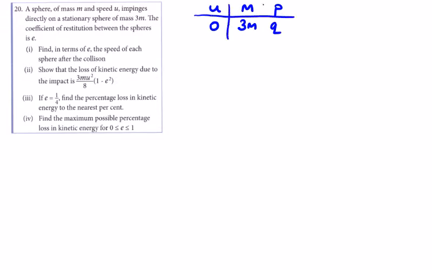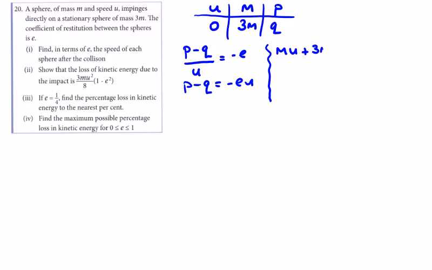Got my little table. v1 minus v2, p minus q, over u1 minus u2, which is just u minus 0, is equal to minus e. So p minus q is equal to minus eu. Conservation of momentum: m1 u1, so just mu plus 3m times 0 is equal to mp plus 3mq. Dividing by m, we're going to get u is equal to p plus 3q.